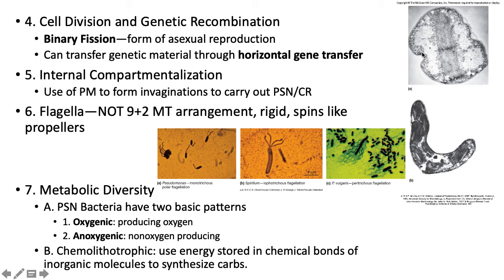Prokaryotes tend to have a flagella, and earlier this year we talked about the difference between eukaryotic flagella and prokaryotic flagella. Prokaryotic flagella do not have the 9-2 microtubule arrangement. Their flagella is also rigid and spins like a propeller, whereas with eukaryotes it undulates like a snake.